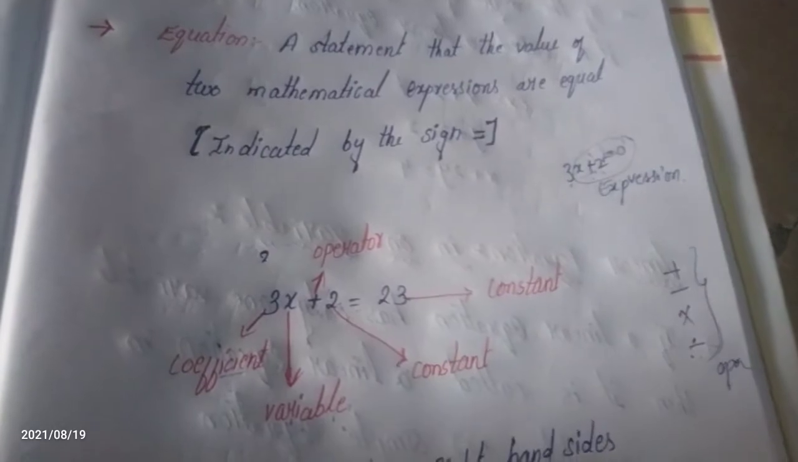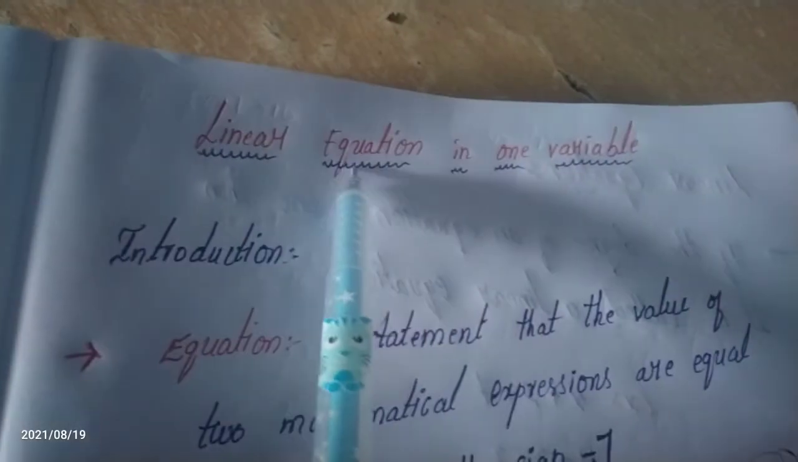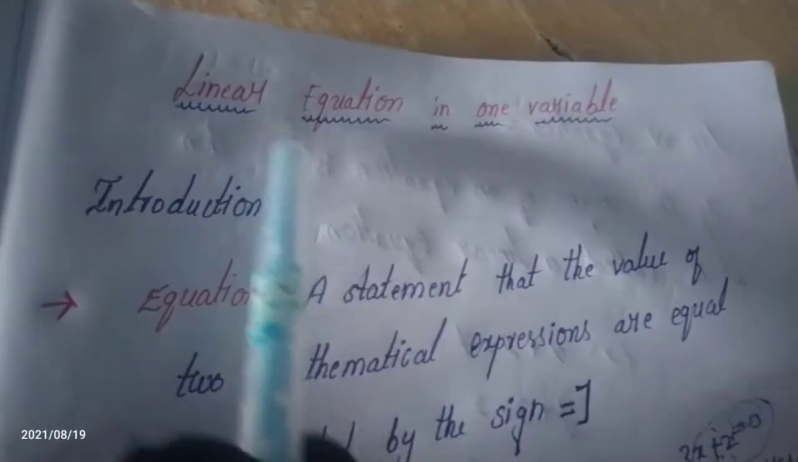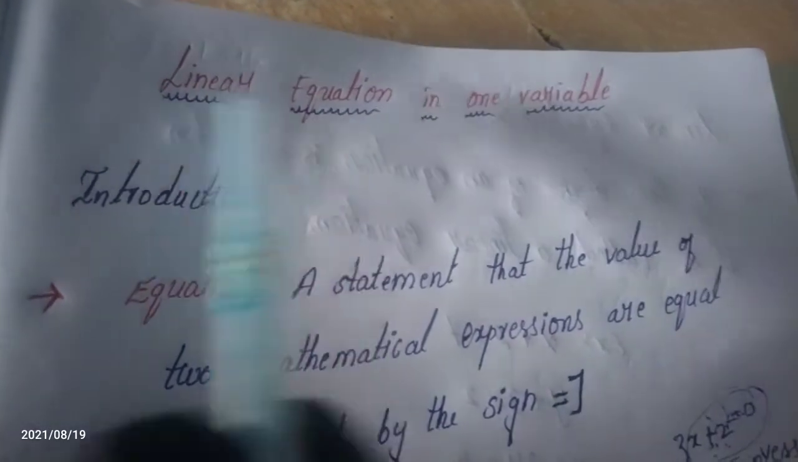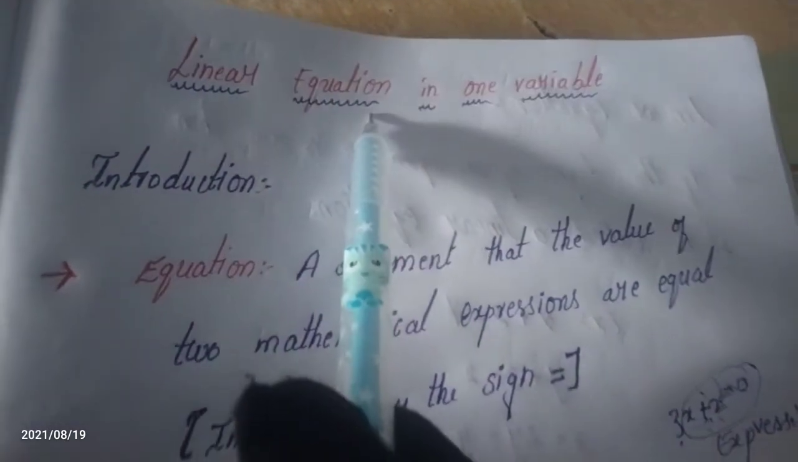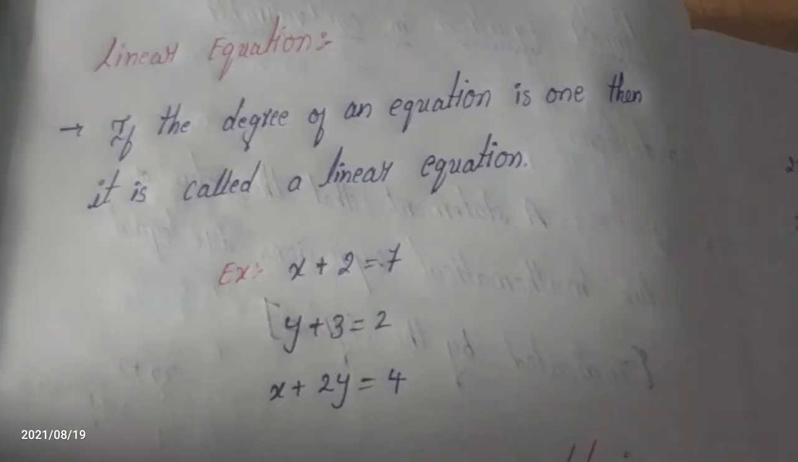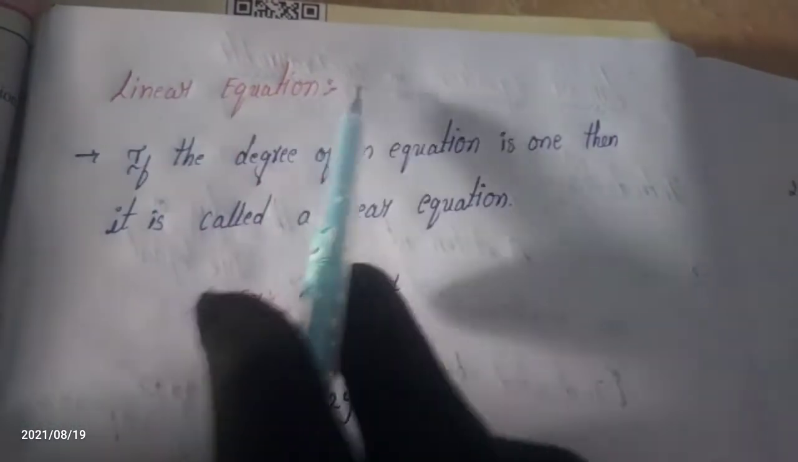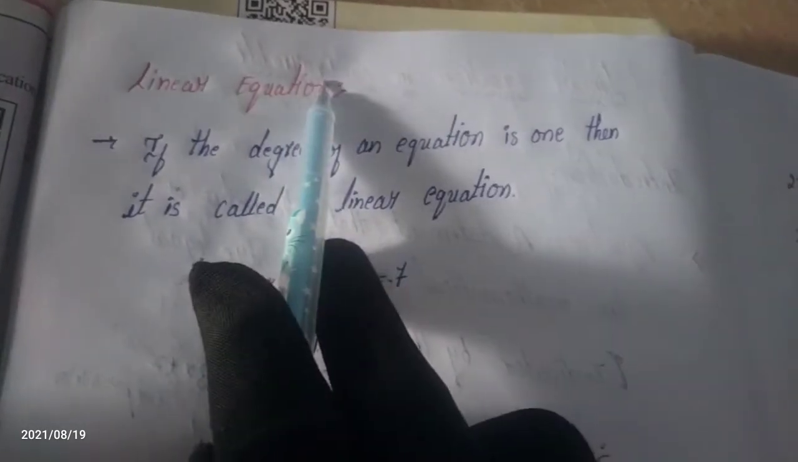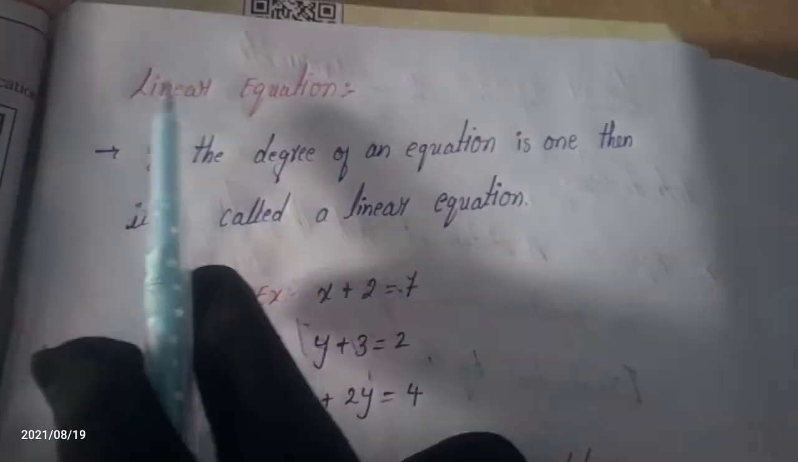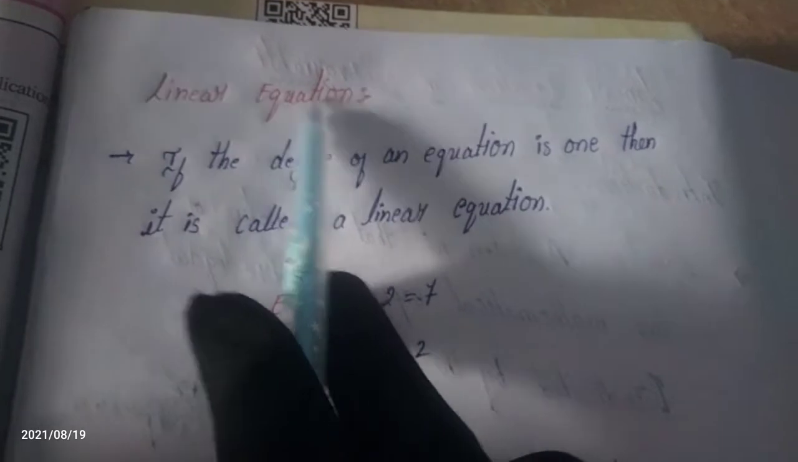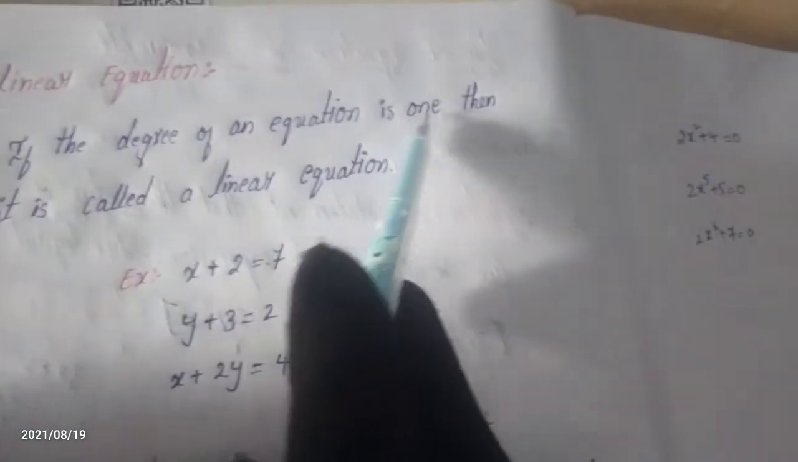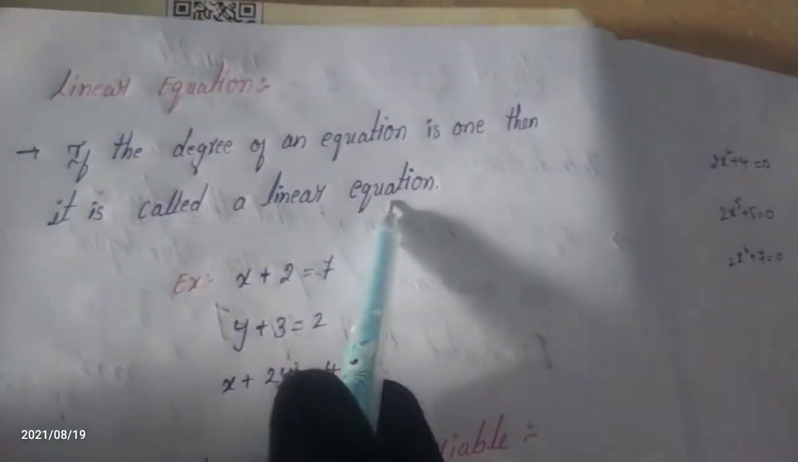It is an introduction. We are up to that. We have learned what an equation is, and we are clear on the equation. Now we have to know what a linear equation is. We have discussed the equation, and the next step is our linear equation. If the degree of the equation is 1, then it is called a linear equation.